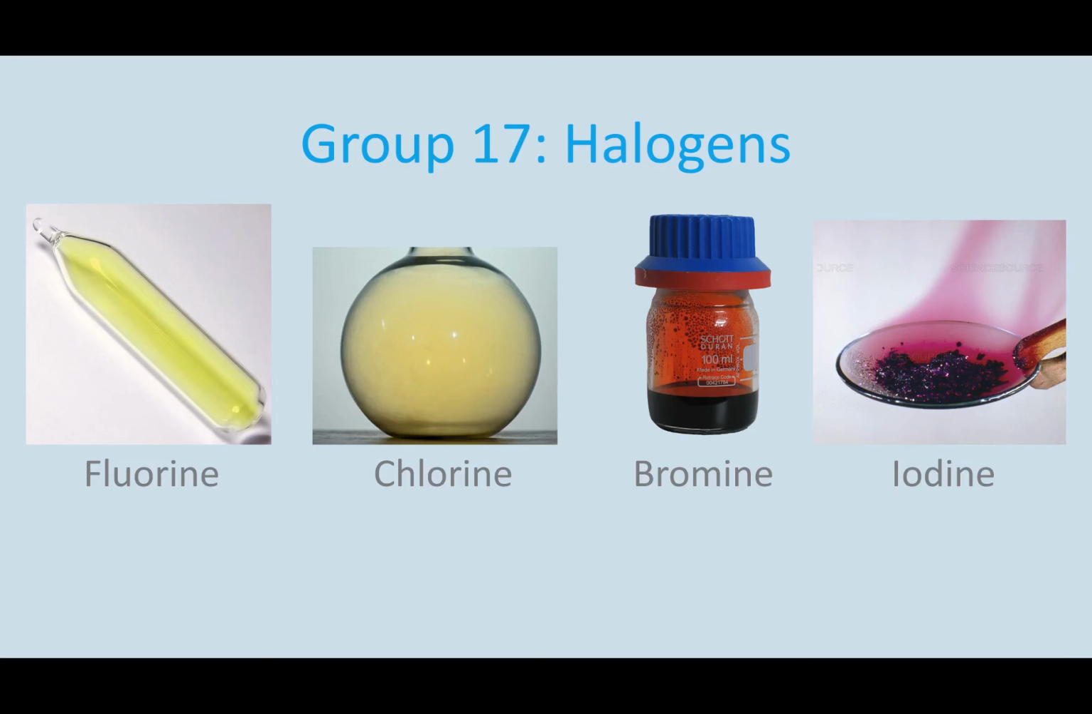Looking at the halogens, we can see the fluorine, the chlorine, bromine in the liquid, and iodine. You can see the 2 parts: the shiny black solid in the watch glass, and the violet vapors coming off of it. So again, vastly different appearances between the halogens.